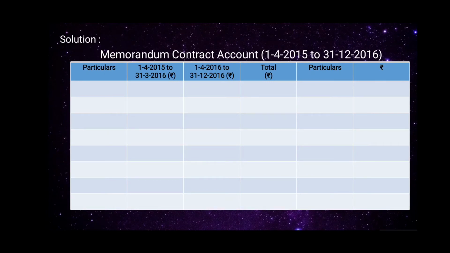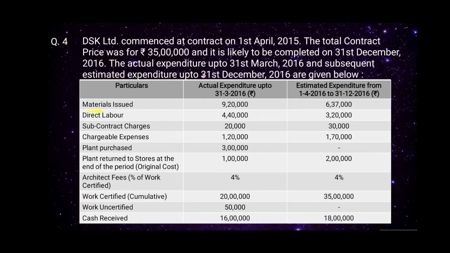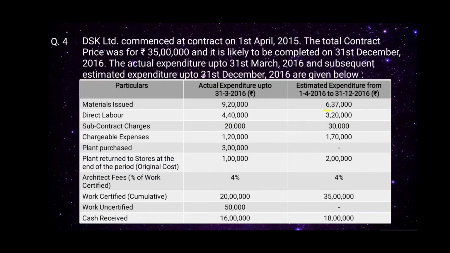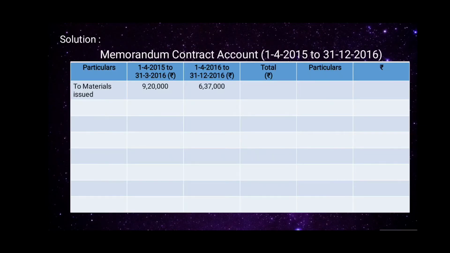Now let us prepare memorandum contract account for 1st April 2015 to 31st December 2016. So first expenses, material issued amount is given as 9,20,000 for actual expenditure. So we'll record it to materials issued amount is 9,20,000, and for estimated expenditure amount is 6,37,000. So we'll record it 6,37,000. So the total amount will be 15,57,000.